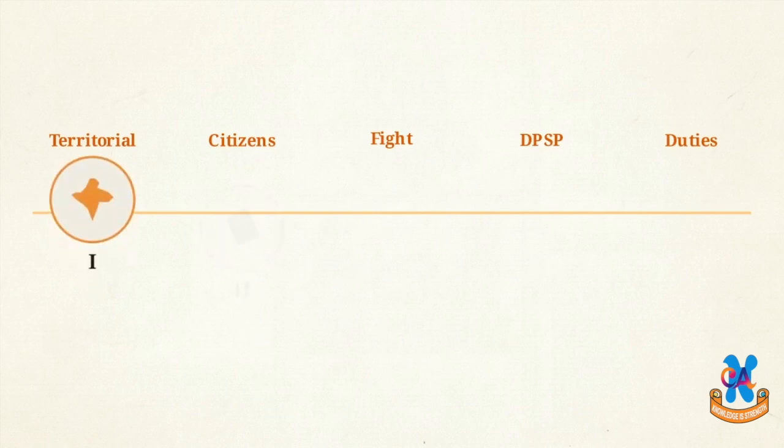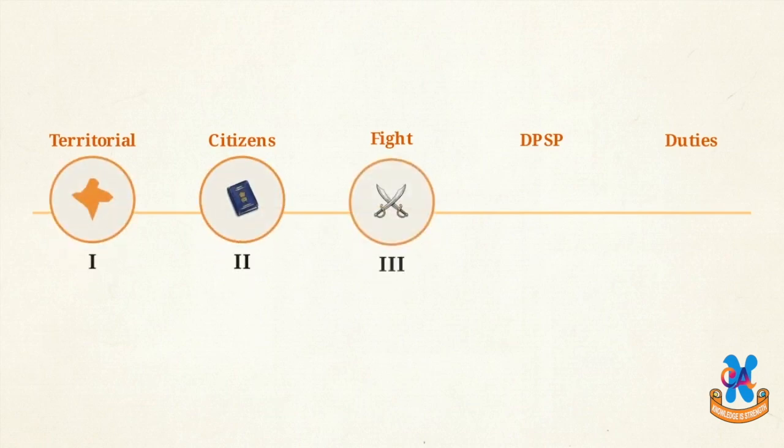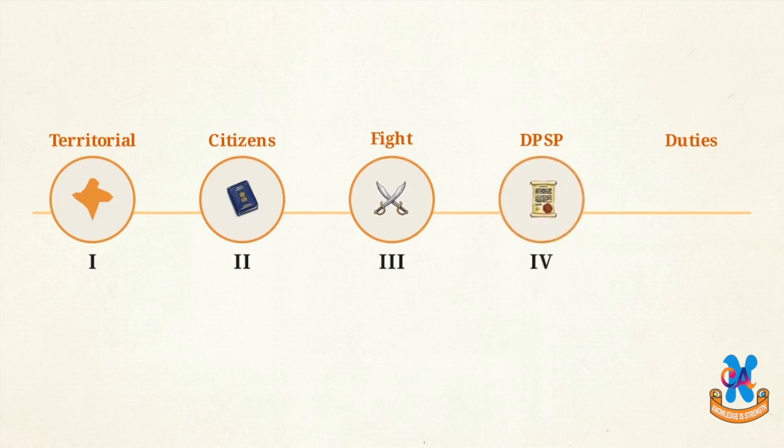This timeline maps a chronological story to memorize the parts of the Constitution. Territorial citizens fight DPSP duties. Watch how they sequence. Part 1 is territorial. Part 2 is citizens. Part 3 is fight. Part 4 is DPSP. Part 4A is duties.